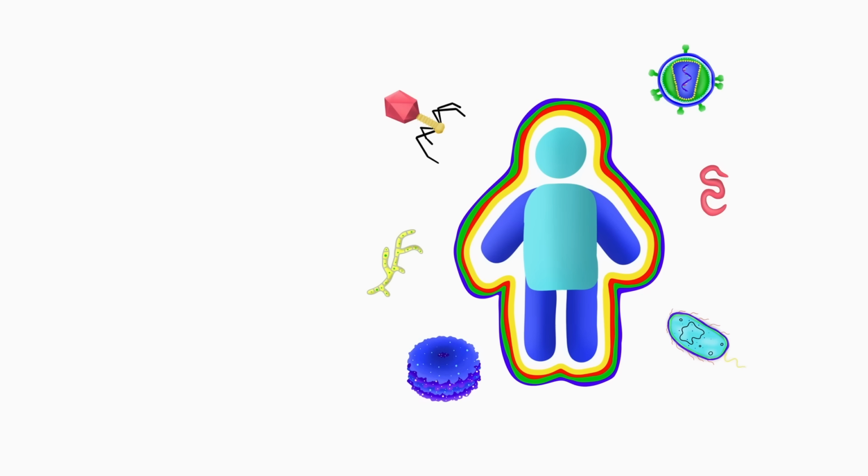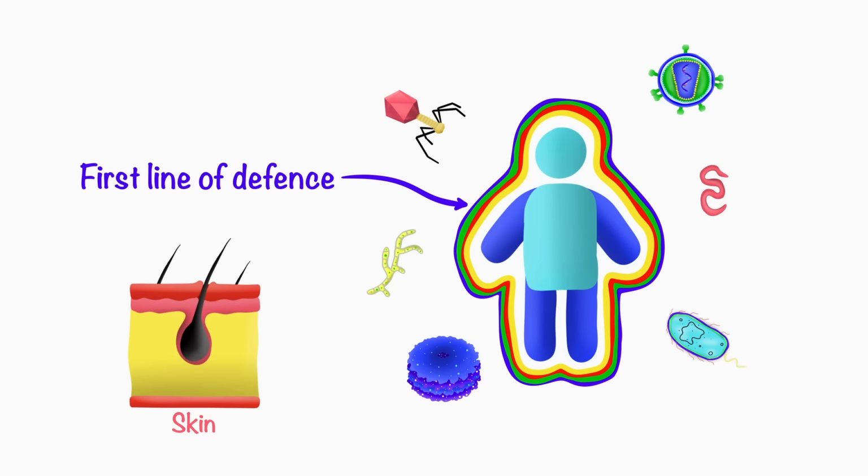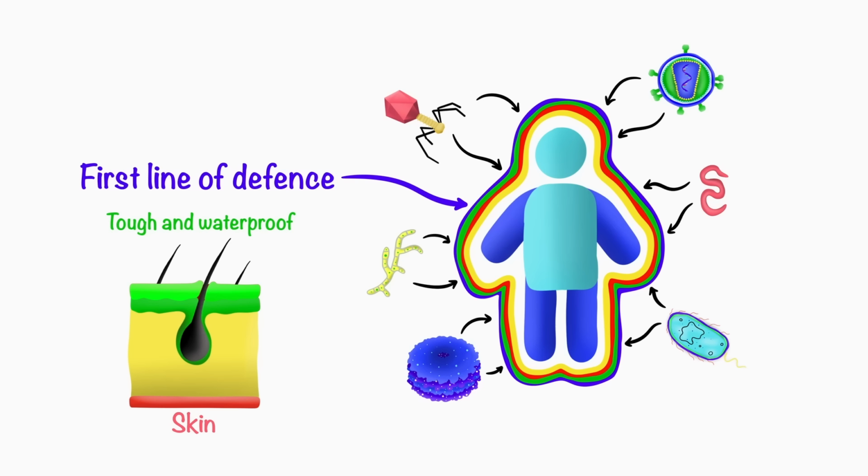Our body has evolved multiple layers of protection against disease. The first line of defense involves preventing pathogens from entering our bodies at all. The skin forms an effective physical barrier against pathogens. It provides a tough, waterproof covering over most of our body. When intact, it's very difficult for microorganisms to penetrate this barrier.